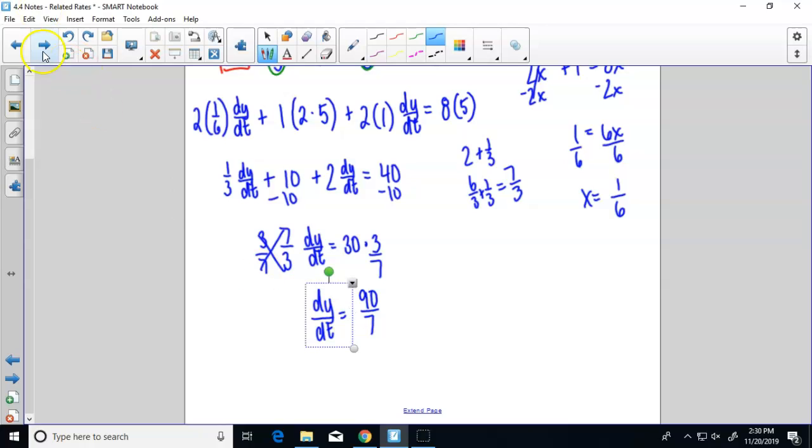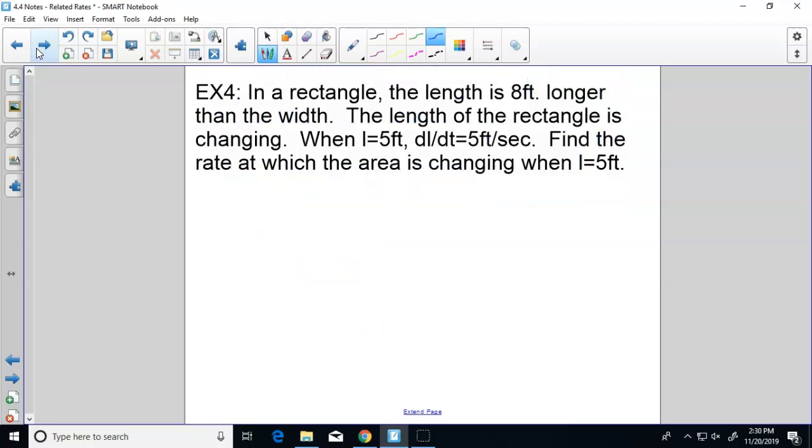All right, I do want us to do one problem that's in context. So in a rectangle, the length is 8 feet longer than the width. The length of the rectangle is changing. When L equals 5 feet, dL/dt equals 5 feet per second. Find the rate at which the area is changing when L equals 5 feet.